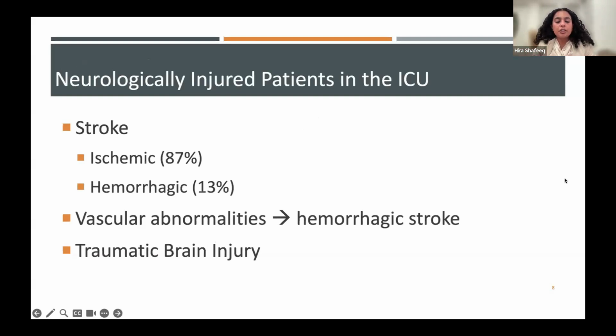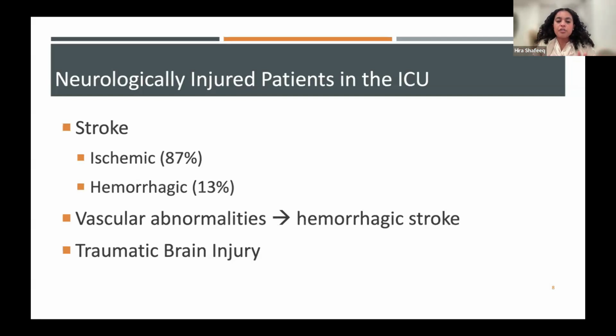So neurologically injured patients in the ICU, primarily the population that you're going to see is going to be stroke patients. And even within the stroke patients, about 90% of them are ischemic stroke. So this is the stroke that we typically see, that we typically warn everyone for, with the stroke symptoms, one-sided drooping and things like that. And they typically come into the ER, and the number one thing that we do for them is evaluate them for the management of TPA, or tissue plasminogen activator.